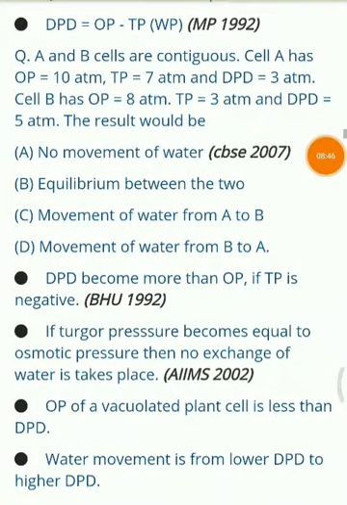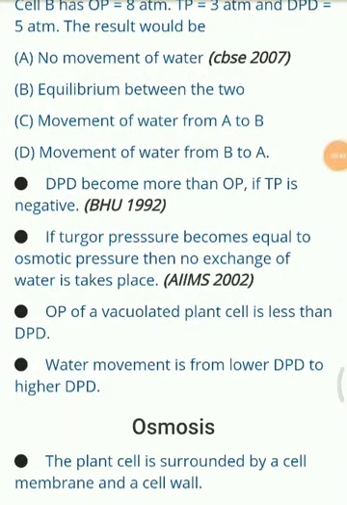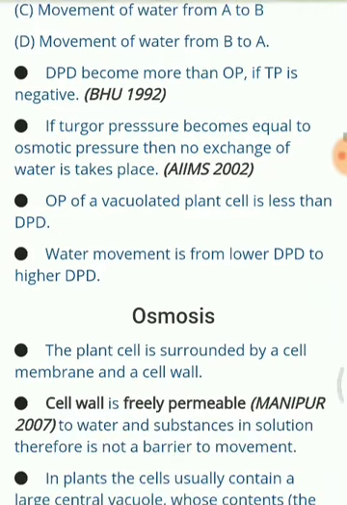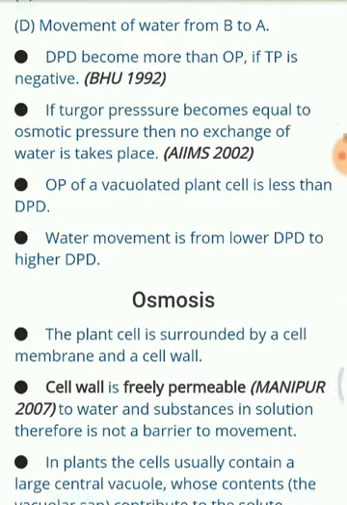DPD becomes more than OP if TP is negative. If turgor pressure becomes equal to the osmotic pressure, then no exchange of water takes place. OP of a vacuolated plant cell is less than DPD. Water movement is from lower DPD to higher DPD.